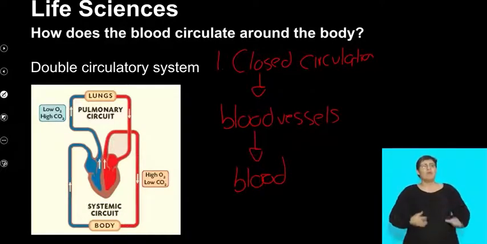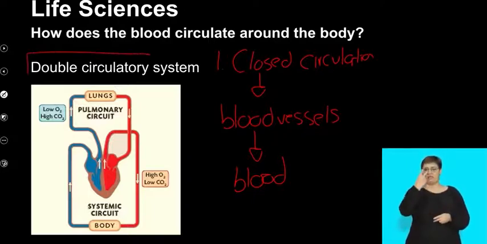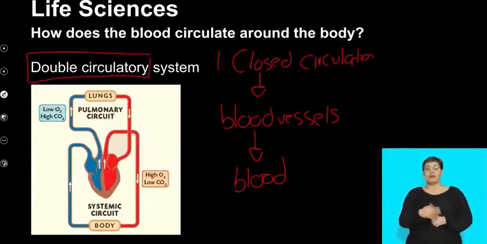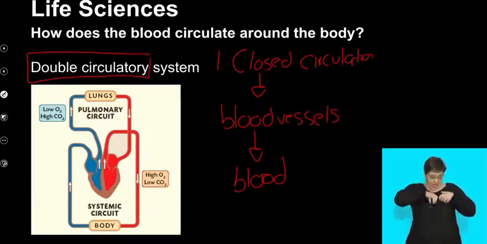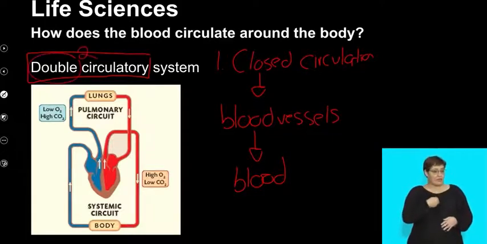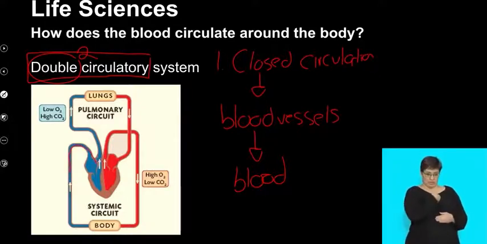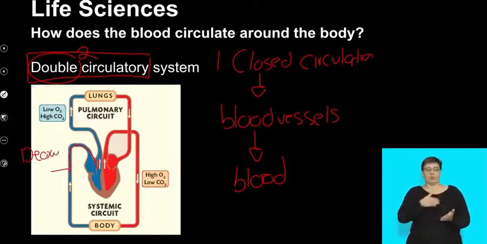But our body has what we call a double circulatory system. What we mean by that is quite simply, the blood must come back to the heart twice. That's what double is. How do I mean by that? Let's look at this function. Blood comes to the heart. What color is it? Very often when we use the blue, it's deoxygenated blood. What does that mean?